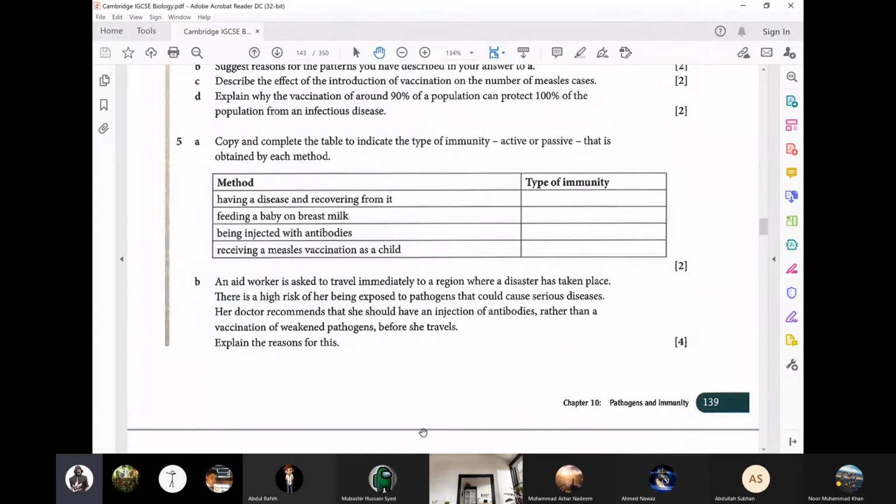Feeding a baby on breast milk. What is this kind of immunity, boys? Passive. Very good. This is passive immunity. Being injected with the antibodies. Passive.